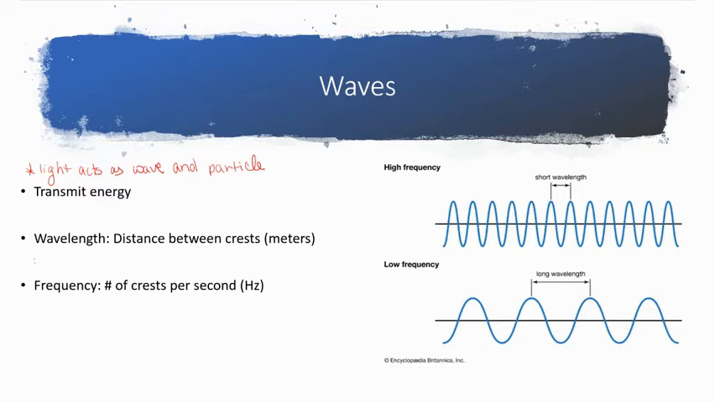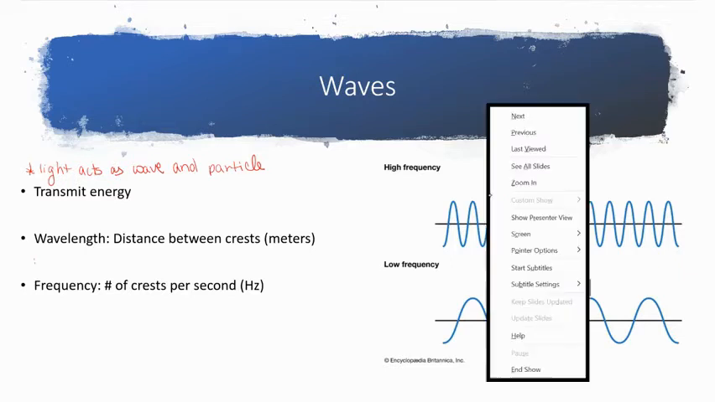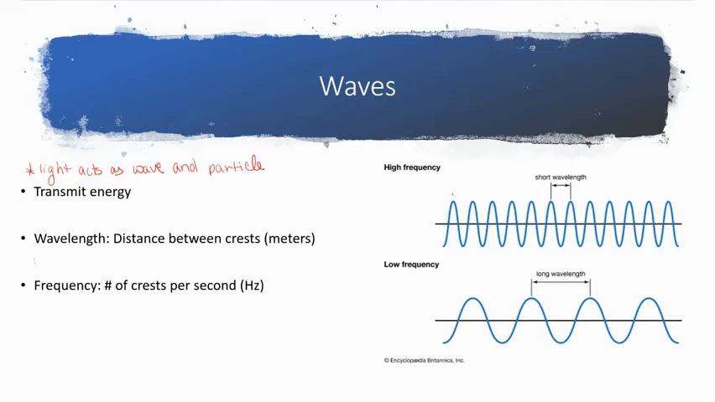Okay, so waves are really cool because they transmit energy through the movement of particles. We are going to have two different properties when we're looking at waves. We're going to have our wavelength, which is going to be the distance between our crests. Okay, so the crest, that is going to be the peak of our waves. Then the wavelength would be the distance in between these two peaks.